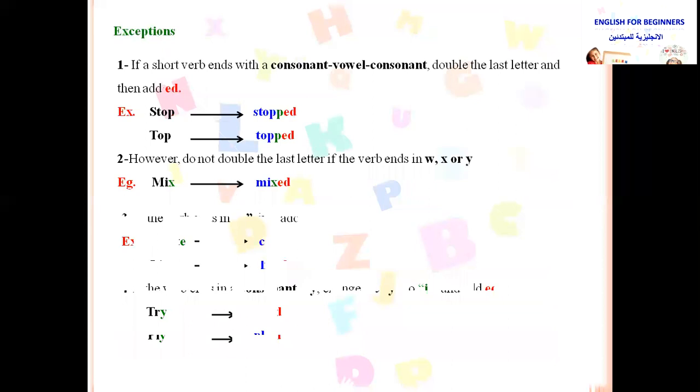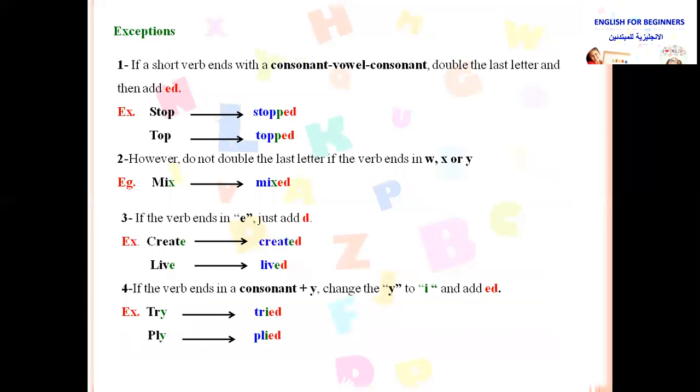Concerning the exceptions, I have 4 exceptions here for the simple past. For the first one, if a short verb ends with consonant, vowel, consonant, which means I have a vowel between two consonants in the verb, here we double the last letter and then add the ed, which means I have two rules. I double the final letter, which is a consonant, and then I add the letters ed.